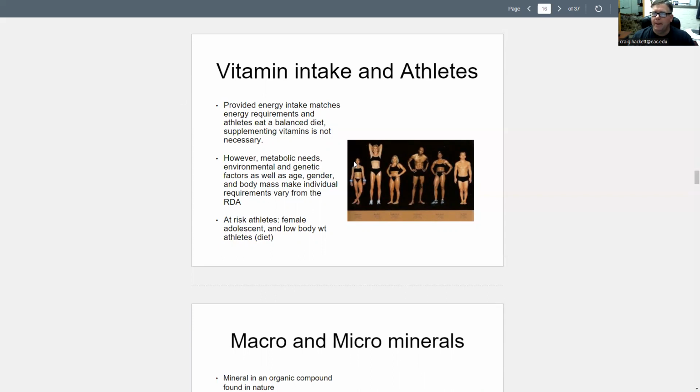So, a supplement isn't necessary if they're eating a well-balanced diet, but how many athletes do you know that do? I don't know a whole ton. So there are some factors that you need to consider: their age, their gender, their height, their weight. So you kind of look at that too, and that varies the RDA.